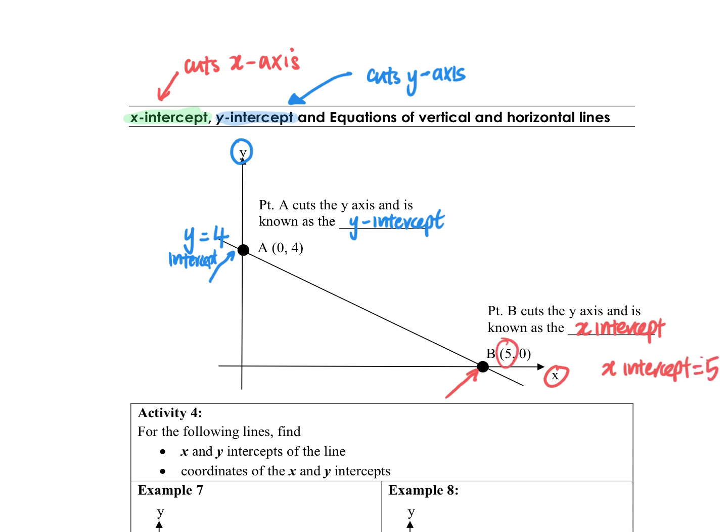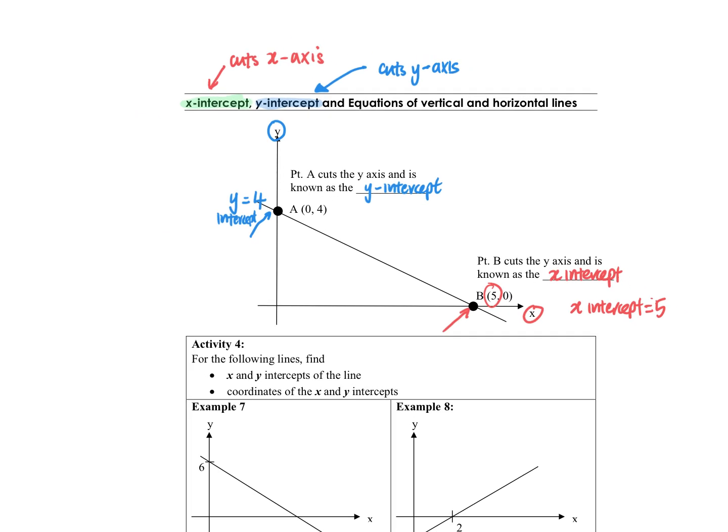So this is the x-intercept value. You must know the meaning when they say, can you tell me what's your x-intercept? Can you tell me what's your y-intercept? You must know what it means. It just means it cuts the x-axis or it cuts the y-axis.